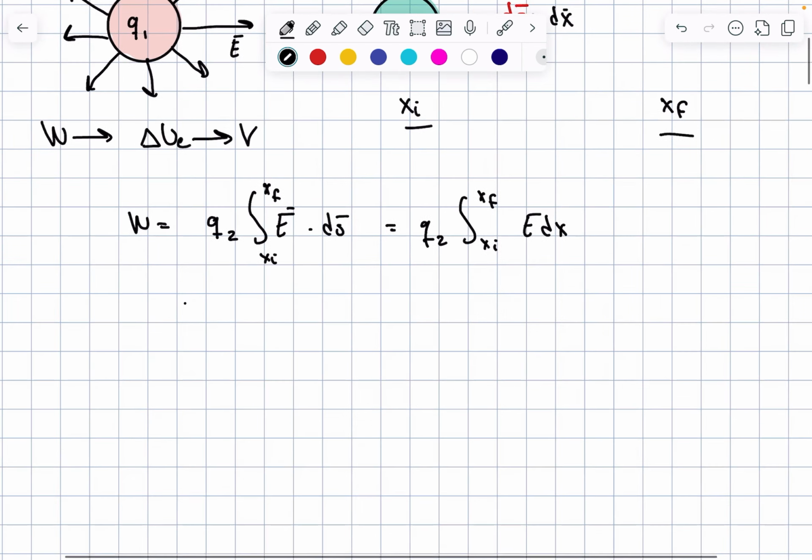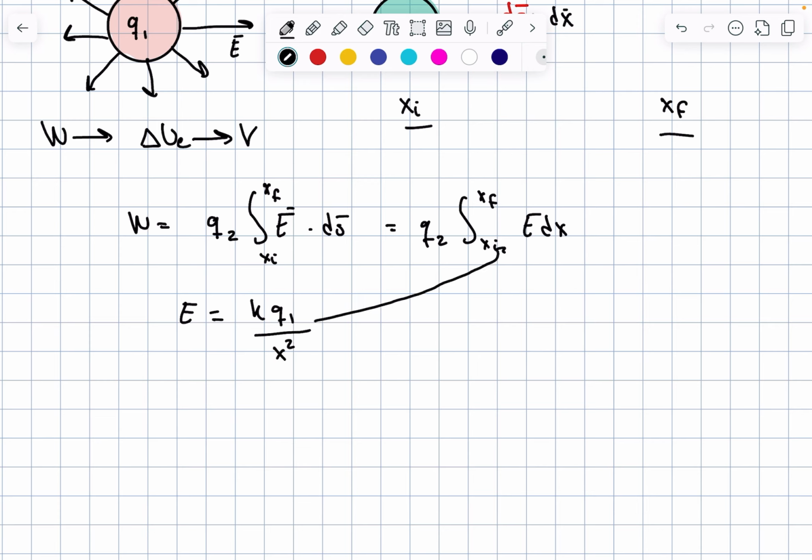Now what is E? We've seen this before, where the electric field due to Q1 is going to be equal to K Q1 over, and then, well, what's the distance between Q1 and Q2? We'll just call that x, and then that is squared. So we're going to take this and plug it in here. So work is equal to Q2, Q1, K, because these are all our constants, integral from x initial to x final, 1 over x squared dx.